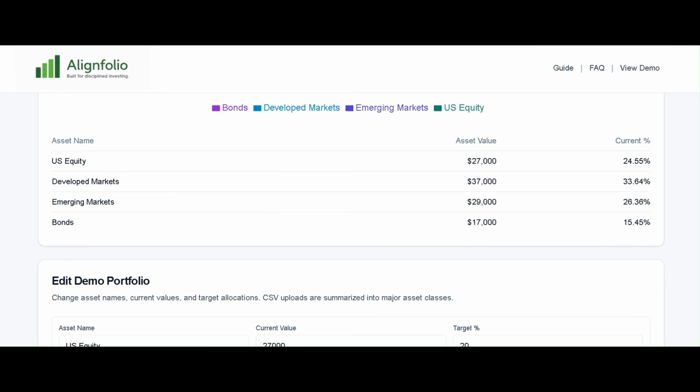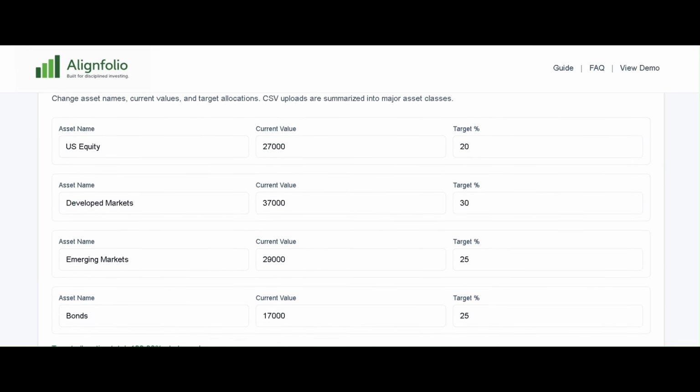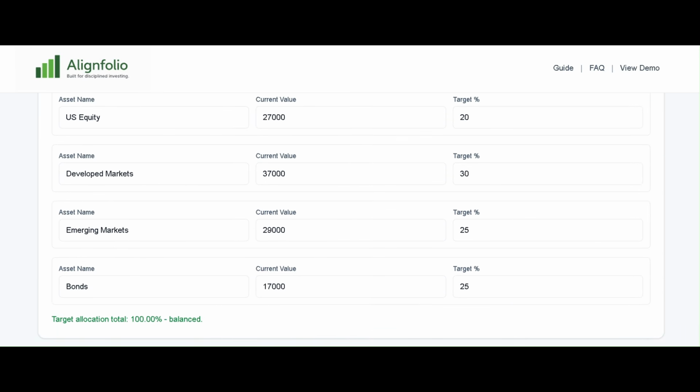In this example, I'm using the pre-filled hypothetical portfolio inside the Alignfolio demo. This is not a real portfolio or investment recommendation. It is simply an educational example showing how portfolio drift and rebalancing work over time. You can also enter your own portfolio and target allocations directly into the demo. I originally built Alignfolio because I wanted a simpler way to visualize portfolio drift without relying on spreadsheets or brokerage syncing.